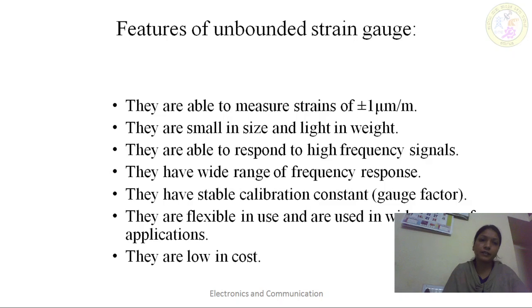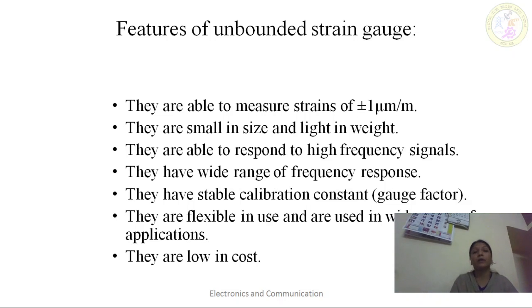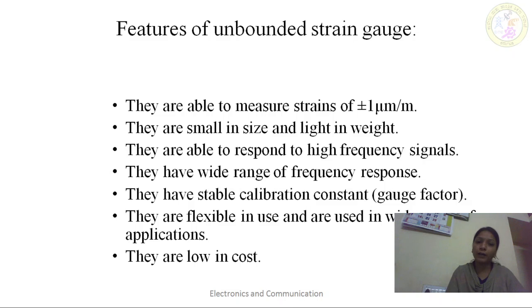Now, next let us study the features of the unbonded strain gauge. They are able to measure strains of plus or minus 1 micrometer per meter. They are small in size and light in weight. They are able to respond to high frequency signals. They have a wide range of frequency response. They have a stable calibration constant, the gauge factor. They are flexible in use and are used in a wide range of applications. They are low in cost. The cost is low for unbonded resistors compared to bonded resistors.